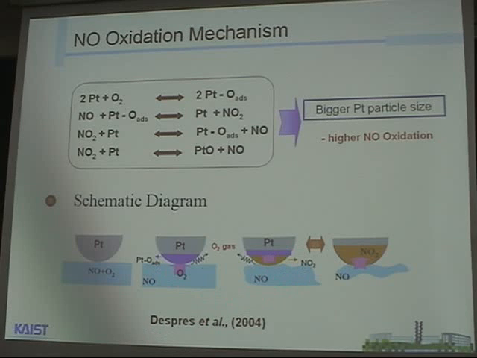This process depends on thermodynamic equilibrium. At some high temperature, it reverses. It is a reversible process, and again NO2 is converted into NO. If the particle size is bigger, then platinum oxide is formed less. So if the particle size is bigger, less platinum oxide will form. That is better to give high conversion.